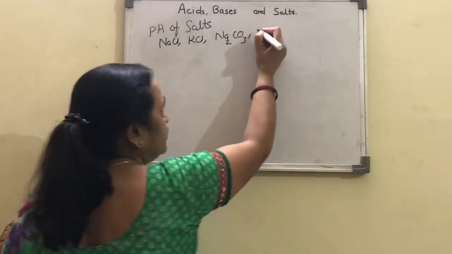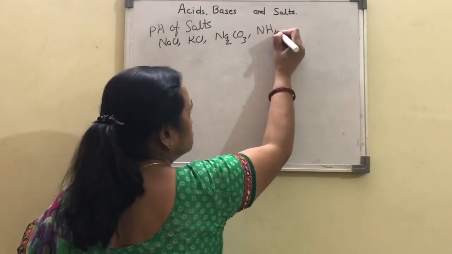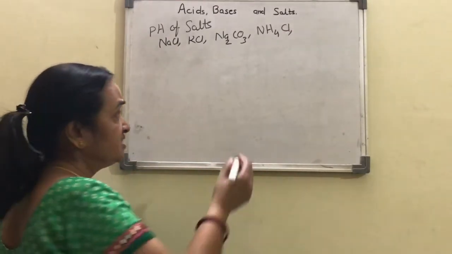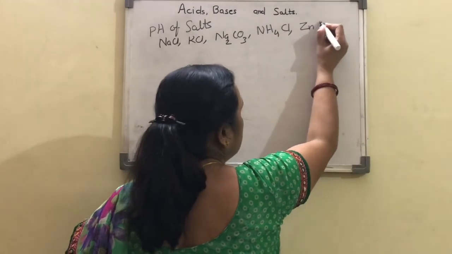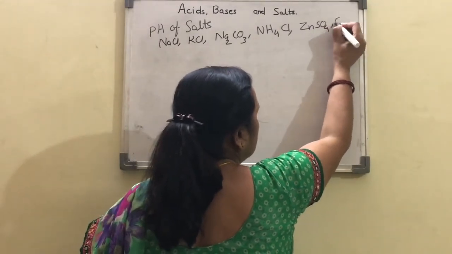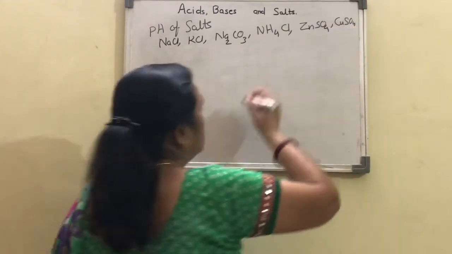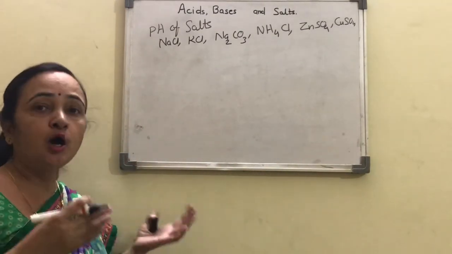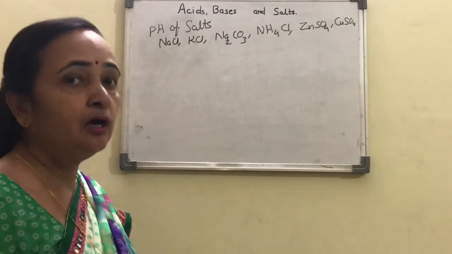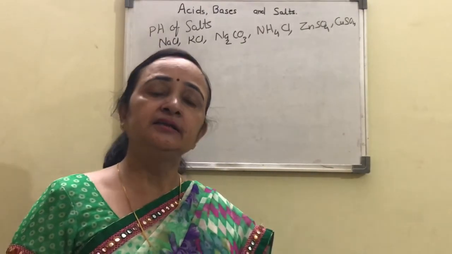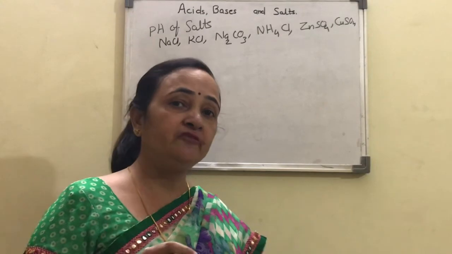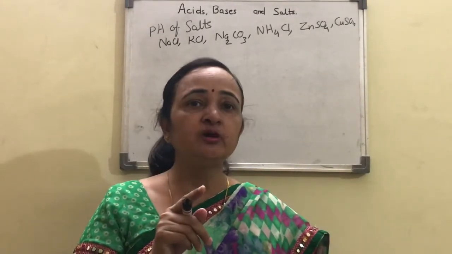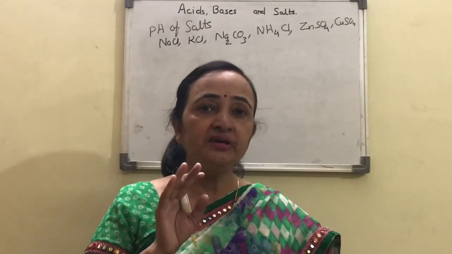We can write ammonium chloride. You can write any salts: zinc sulfate, copper sulfate, many more. Okay, so I have written a few salts here. Now suppose someone asks you whether these salts are acidic or basic. To find out, there is a very simple method: we simply have to dissolve them in distilled water. You should remember that the water you use for dissolving should be distilled water.